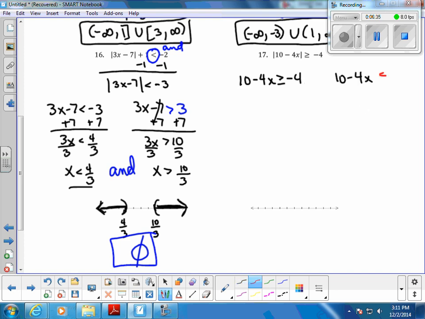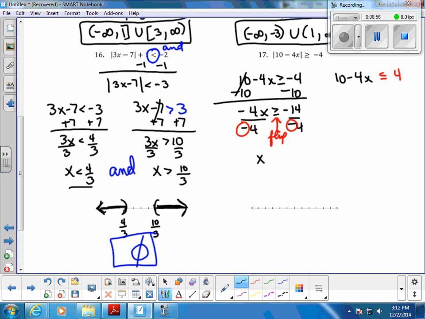Second time, flip it and change the sign. Solve this thing for x. Solve this equation for x. Divide both sides by negative 4. When you divide both sides by a negative, we need to remember to flip. X is less than or equal to, let's make sure I flip this thing, 14 over 4. X is less than or equal to, reduce that to 7 over 2.